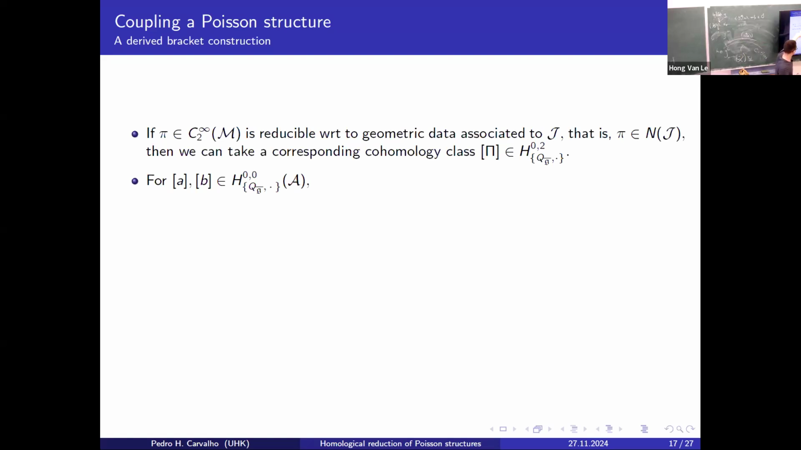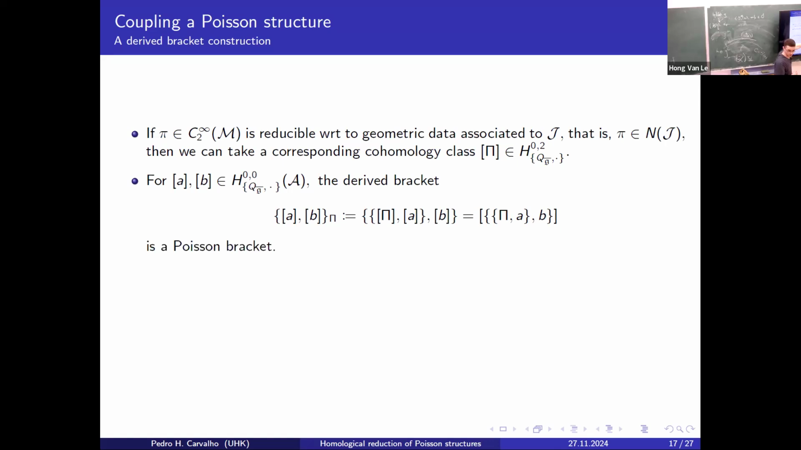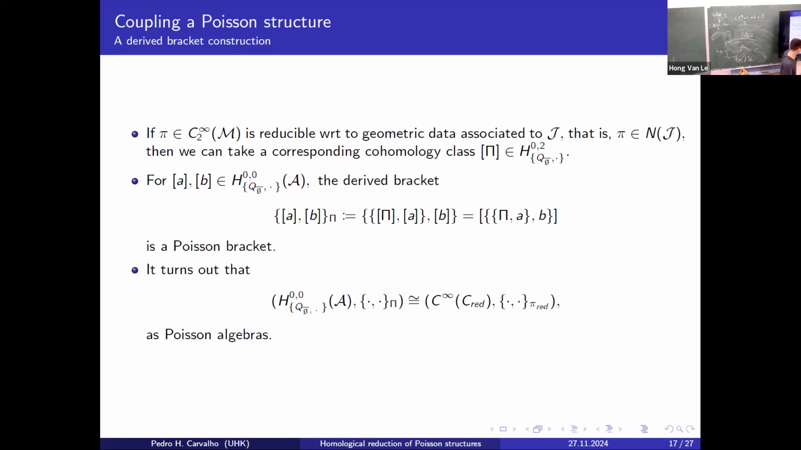So what happens is that when you take now cohomology 0, 0 here, you can use this cohomology class to define a derived bracket. And this is a Poisson bracket. And moreover, this is the Poisson algebra of the reduced space. So this bivector descends, and you recover the Poisson algebra of this reduced space through this derived bracket construction. Okay.